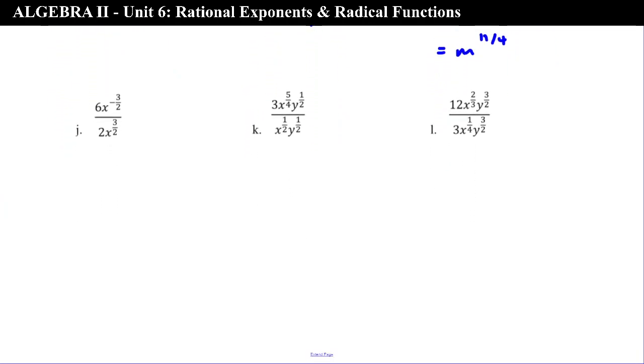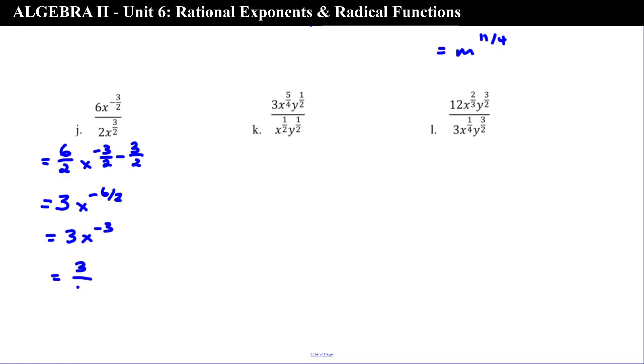For j, we have 6 over 2, and then we have x to the -3/2 plus, or I should say minus, because we are dividing, minus 3/2. 6 over 2 gives us 3. -3/2 minus another 3/2 gives us x to the -6/2, which gives us 3x to the -3, which can be written as 3 over x cubed.